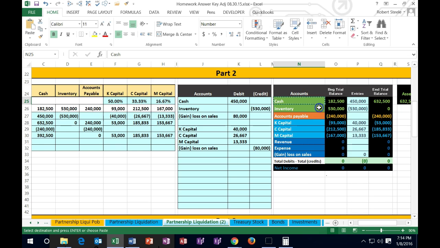So I'm going to copy the cash. We're going to skip a line. We're going to skip another line so we can put it on the bottom. And then we're going to put it down here on J35.